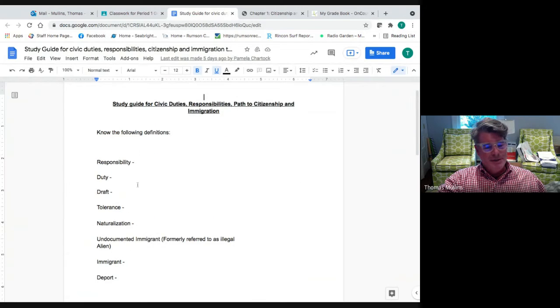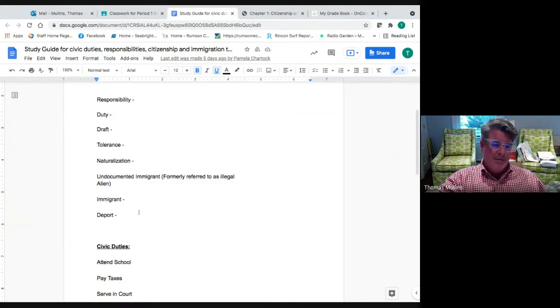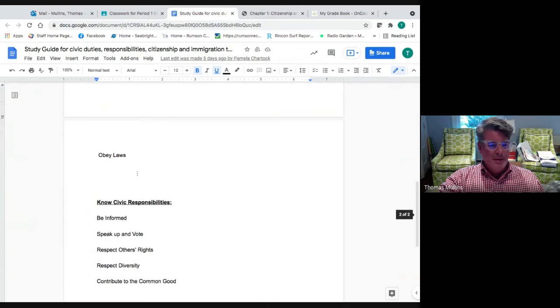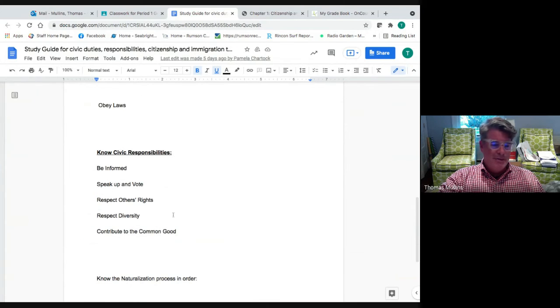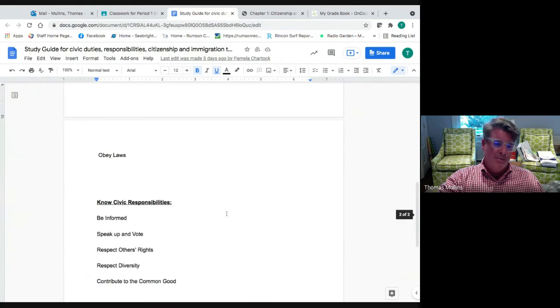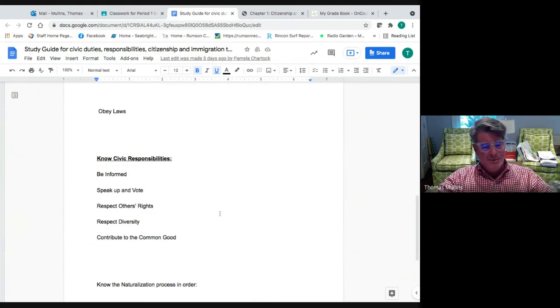We did some definitions here, trying to figure out the difference between immigrant and deport, what an undocumented immigrant is. Civic duties, these were things that we talked about earlier. What were the civic duties? Attend school, pay taxes, serve and protect the nation, obey the laws. And then the responsibilities, the things that every citizen should do. We talked about the difference: the responsibilities aren't required, the duties are. If you don't fulfill the duties, there are repercussions and consequences. If you don't do your responsibilities, the country doesn't work as well as it should.